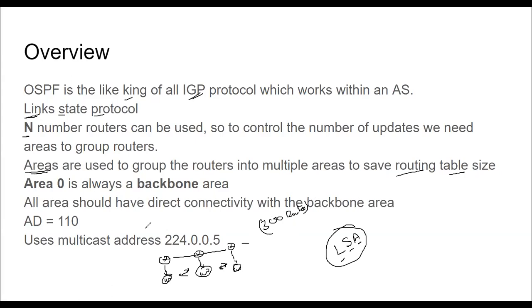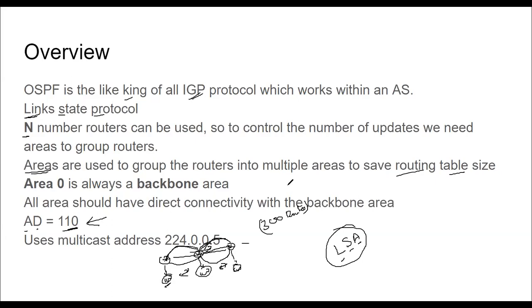That's why it goes with the area concept, where you put these two interfaces of the router into area 0, and this one as area 1. So the flow of LSA will be reduced. Instead of sending the whole routing table information, I'll send a default route this side. Yesterday we saw about the default route. The administrative distance of OSPF is 110.